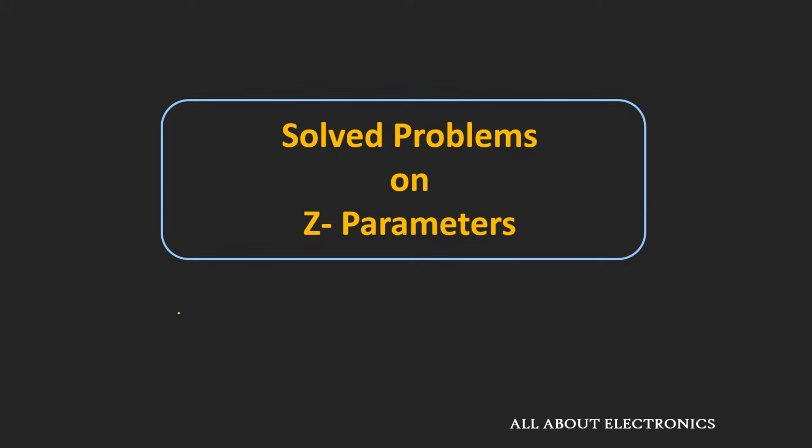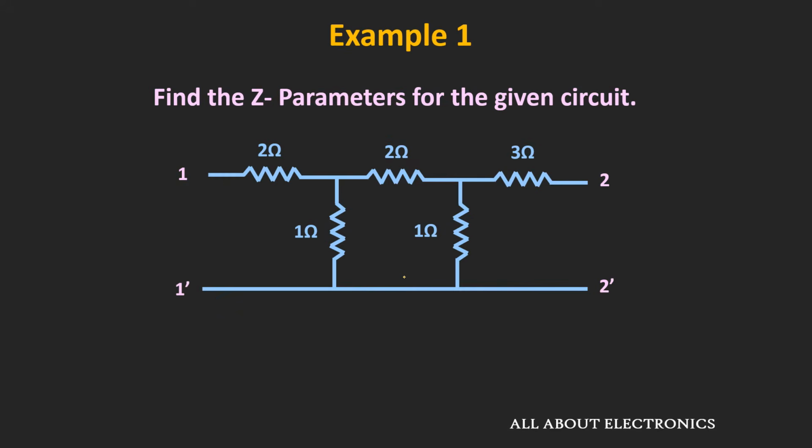So in this video, we will solve some examples based on the Z parameters. So in the first example, we have been given this resistive circuit and we have been asked to find the Z parameters for the given circuit.